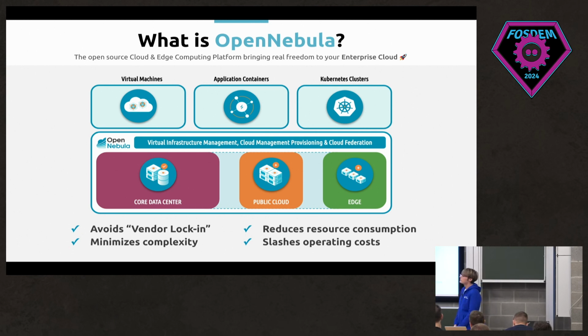OpenNebula, as I've already said, is a platform that allows you to orchestrate and manage all your virtual machines, application containers, or Kubernetes clusters, all of them in the same way, in a very easy daily operation. You can deploy all these applications or all these workloads using your own private cloud, or expand your cloud to the public cloud or on the edge.